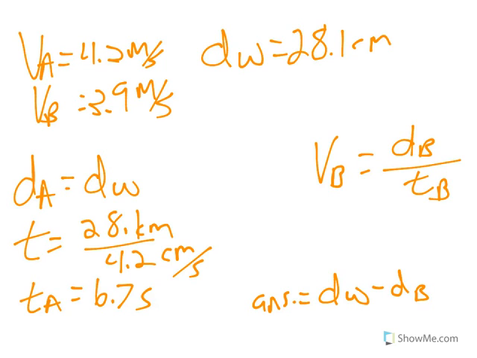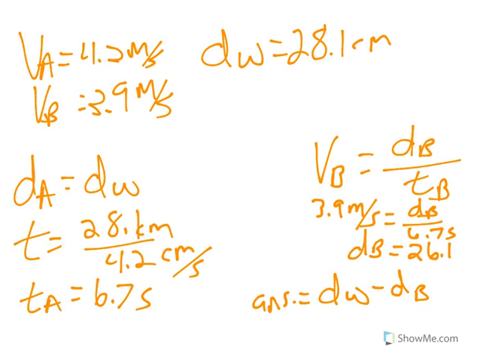Ant B travels that same time. So how far did that ant go? Well, ant B can only go 3.9 meters per second, and that's going to be equal to the distance for B divided by the time, which was 6.7 seconds. So if we solve for this problem, we get the distance for B is equal to 26.13 centimeters.